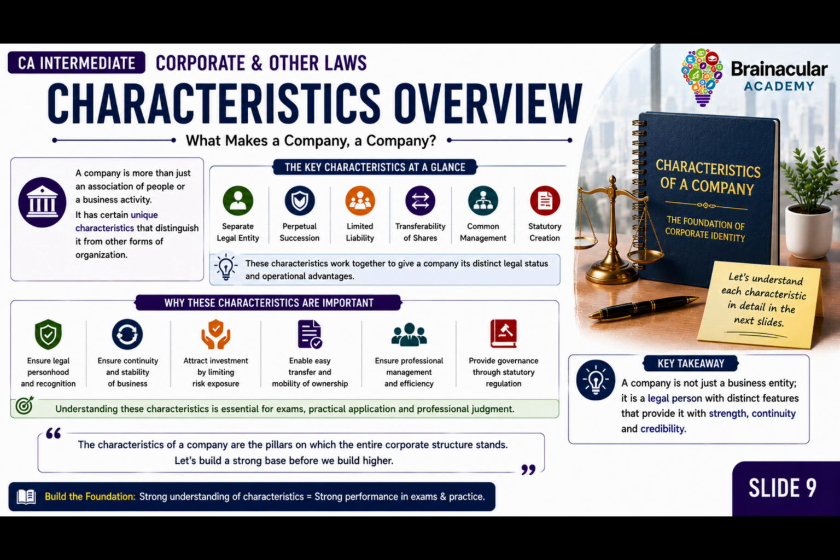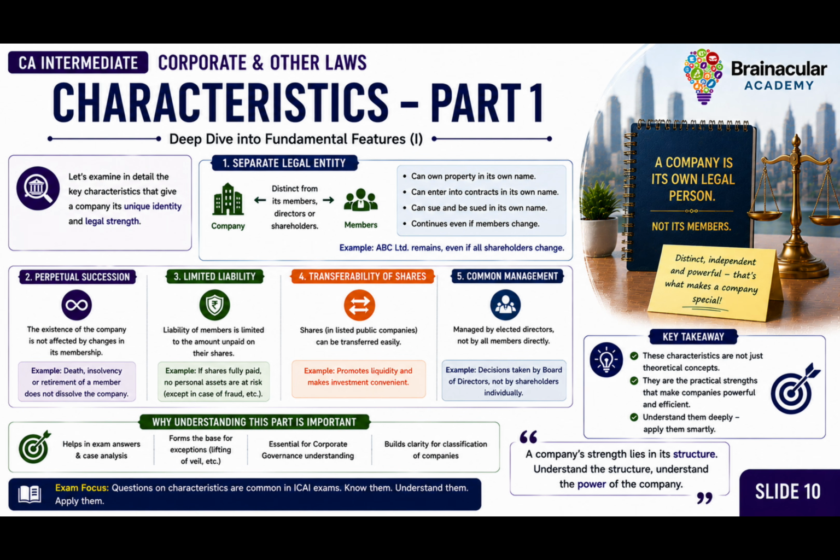The company is a legal person. It can own property, enter contracts, sue, and be sued independently of its members. Why? Because without this, the company cannot function as an independent economic actor. It cannot own a factory if the factory technically belongs to all shareholders individually.